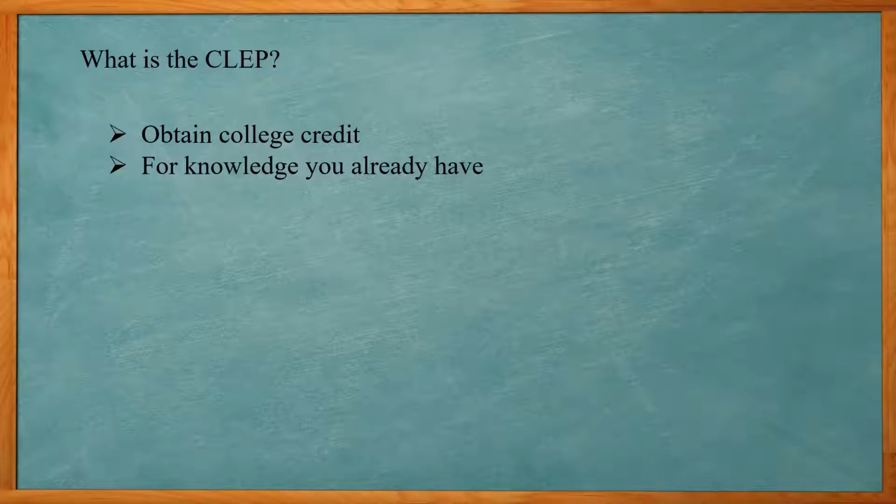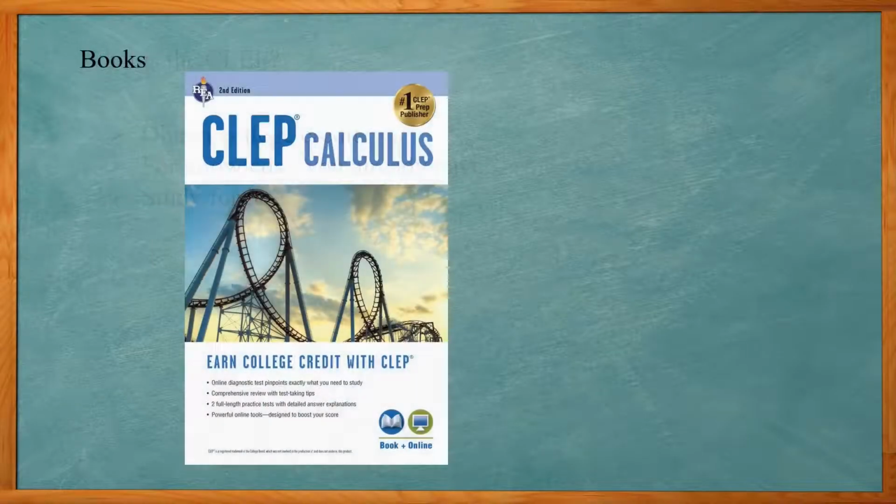So what if you haven't taken calculus yet, but you're ambitious enough to learn it on your own? There are various ways you can study for this and pass it. One way is to buy a book that has the material that the CLEP will cover. There's one book made by REA called CLEP Calculus. If we look here, you can see it has an online diagnostic test that pinpoints exactly what you need to study.